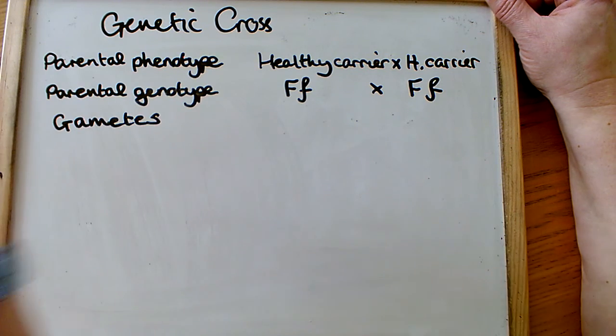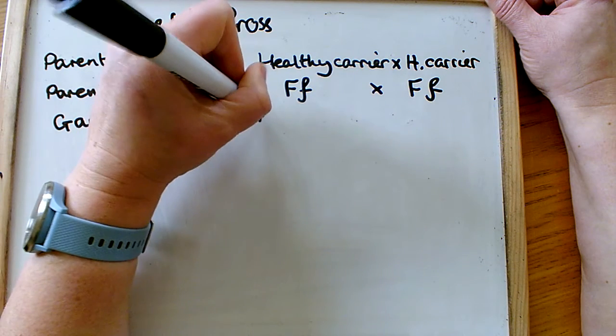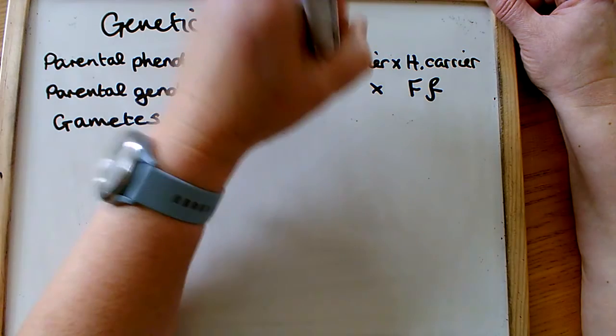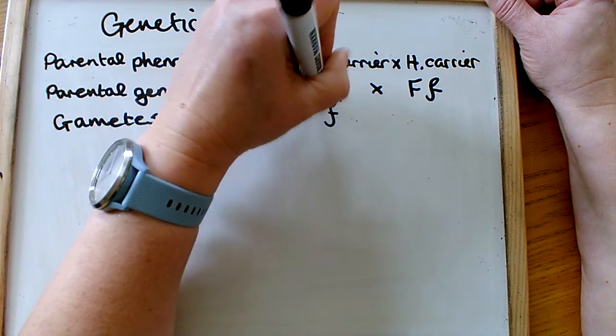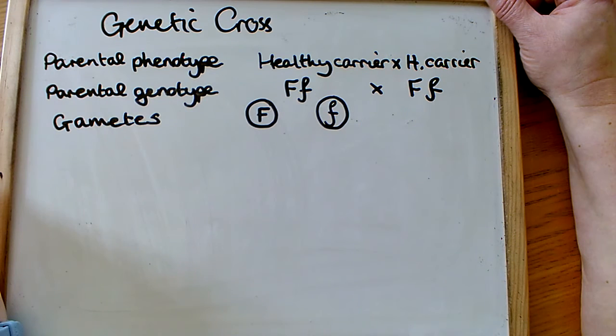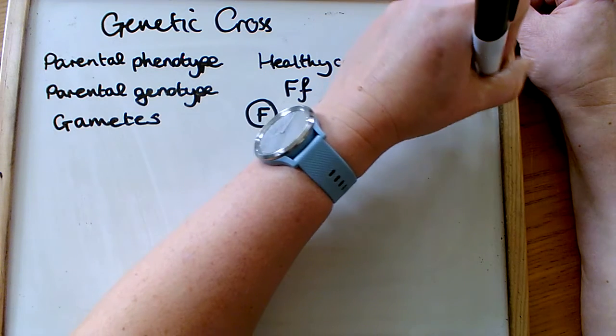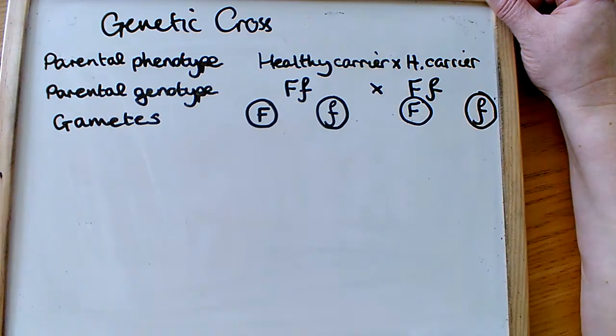To show that they're gametes, we draw them in a circle. So a big F in a circle, or we have a little f in a circle. So we're indicating that these are inside cells. The other parent has the exact same genotype, so they have the exact same gametes available to them to pass on. A big F in a circle and a little f in a circle. Okay?